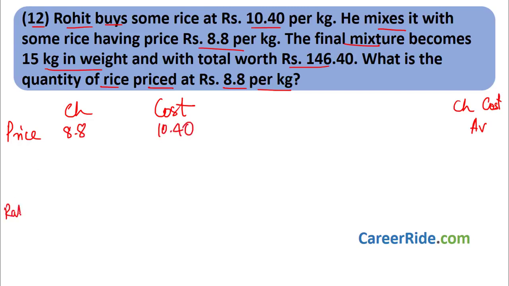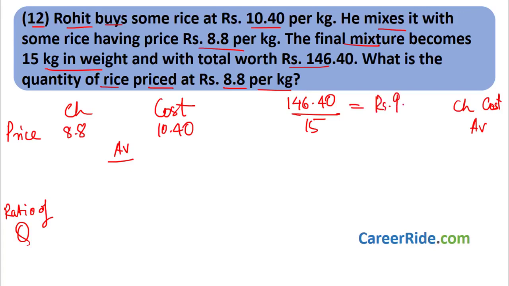Okay, we want the ratio of quantities that would come over here. The average or the mixture price, we do not know the rate, but what do we know? Total price or the total worth is 146.40 divided by total amount, which is 15 kg. That would be nothing but rupees 9.6, right? So the rate of the mixture is 9.6.